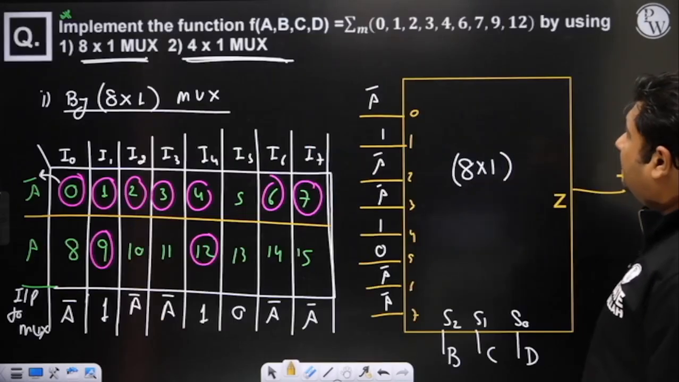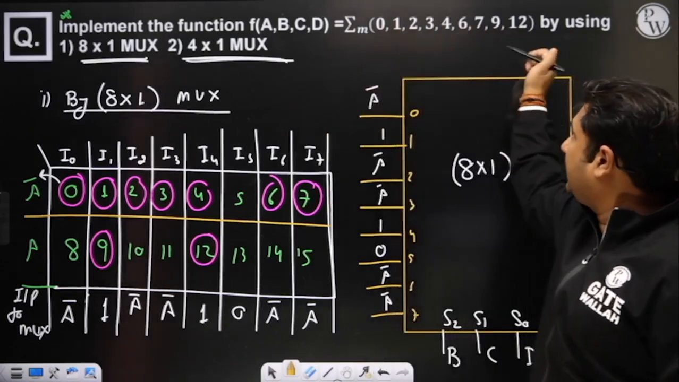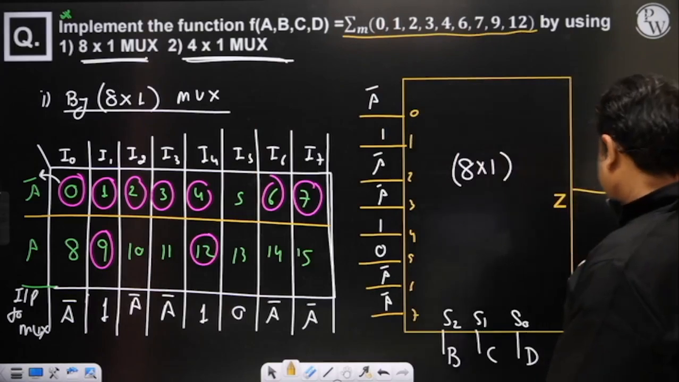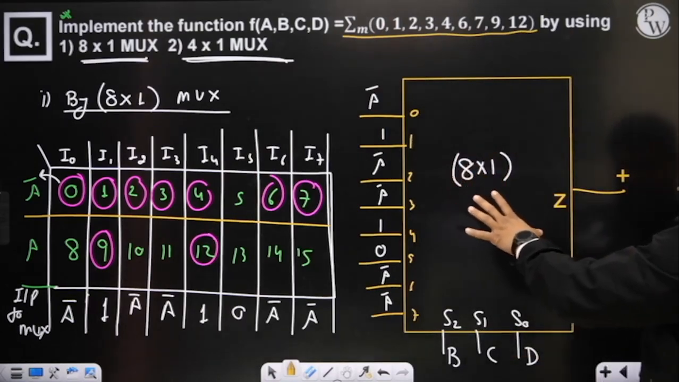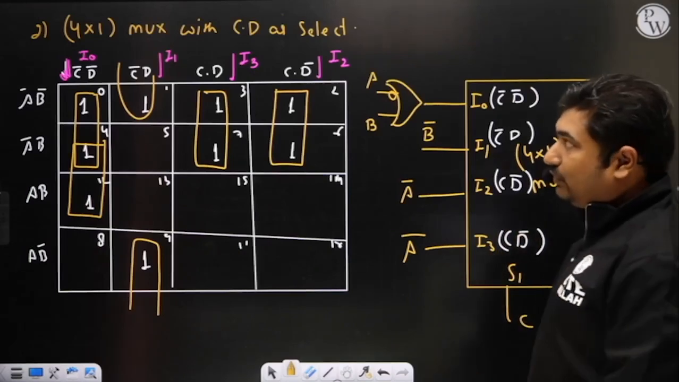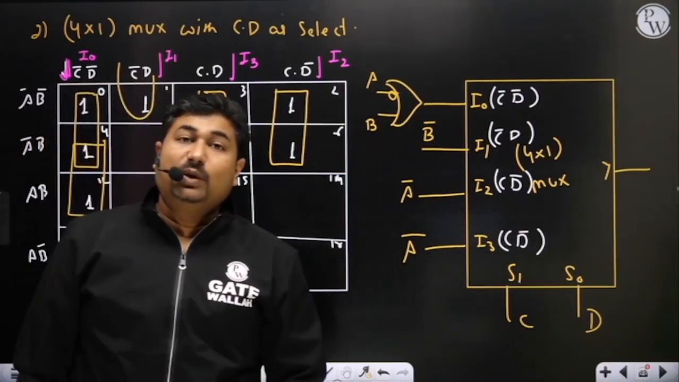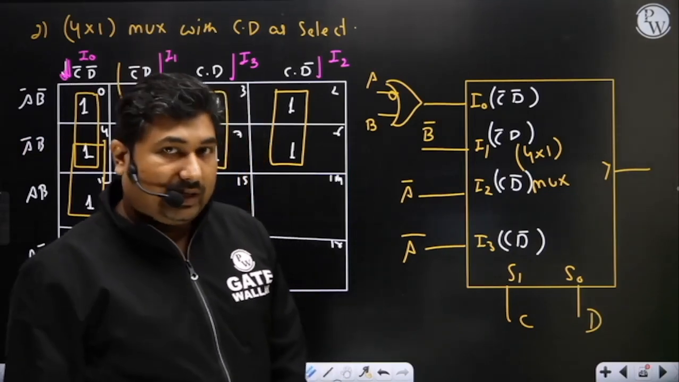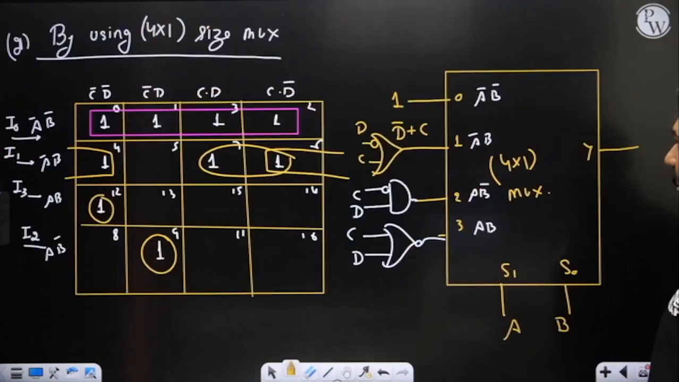I think the typist made some mistake in writing the question. He hasn't made the question in the correct way. So, as far as this question is concerned, you can say, sir, 8 cross 1 is a better size compared to 4 cross 1, because the delay in 8 cross 1 size will be lower. Is it okay? Yes, sir.